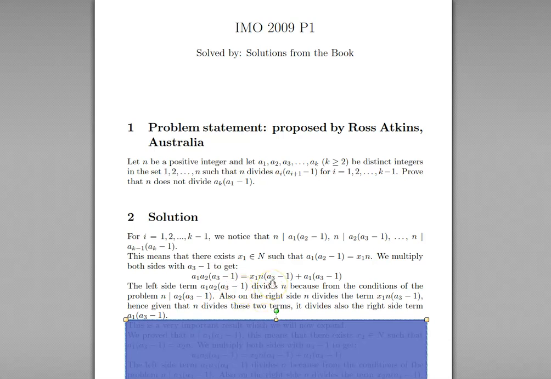On the right side, the first expression, x1 times n times (a3 minus 1), is indeed divisible by n, because n is a factor of this multiplication. Given this reasoning, among the three terms, two of them are divisible by n, so the third term, a1 times (a3 minus 1), will also be divisible by n, because n divides both of the other terms, so the division will be a natural number. This means that a1 times (a3 minus 1) divided by n will also be a natural number.